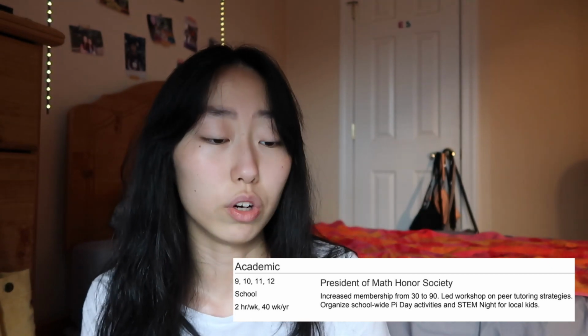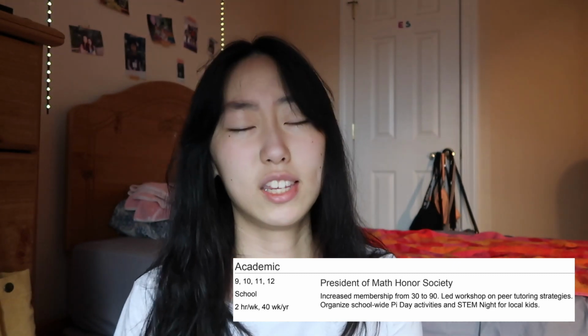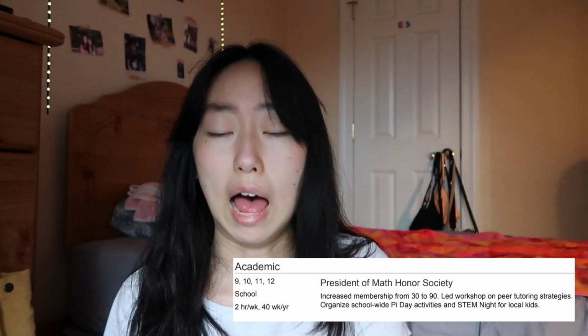So I was in this all 4 years of high school, and I only did it during the school year. And it was pretty low time commitment, only like 2 hours a week for meetings and then tutoring and logistics stuff. So I put president of Math Honor Society, and then in the description, increased membership from 30 to 90. Notice how I didn't say 30 to 90 students because that's kind of implied. And then I put led workshop on peer tutoring strategies, organized school-wide Pi Day activities, and STEM night for local kids. So this is pretty standard, I think, for an honor society.